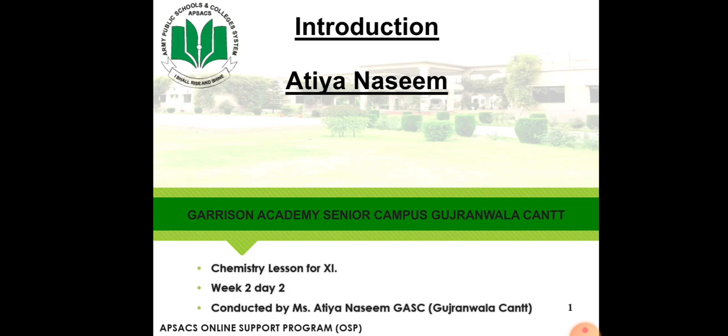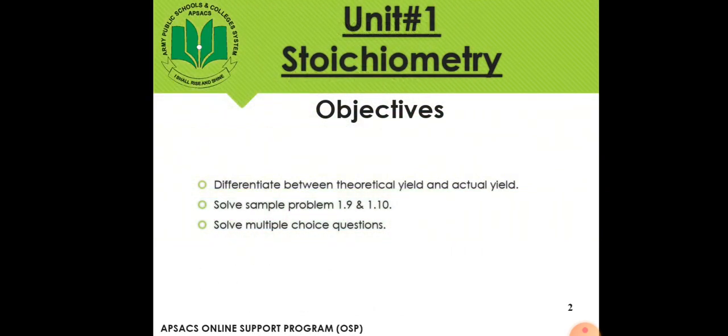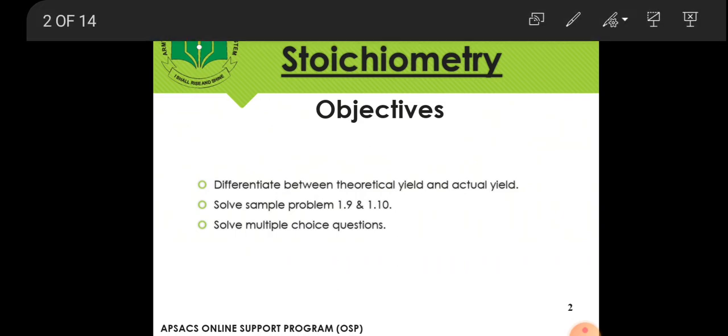This is week 2, day 2 of our chemistry lesson for class first year. We will continue with unit number 1, stoichiometry. The objectives of today's lesson: you will be able to differentiate between theoretical yield and actual yield. You will be able to solve sample problem 1.9 and 1.10. You will be able to solve multiple choice questions.